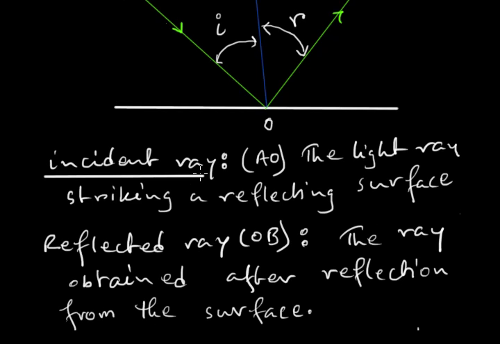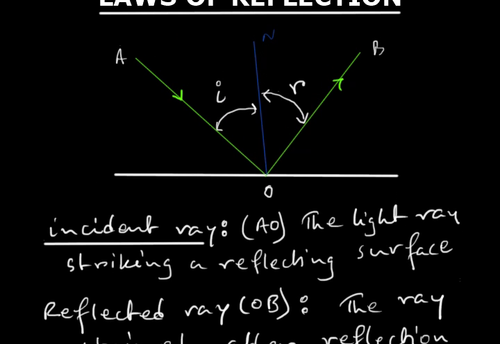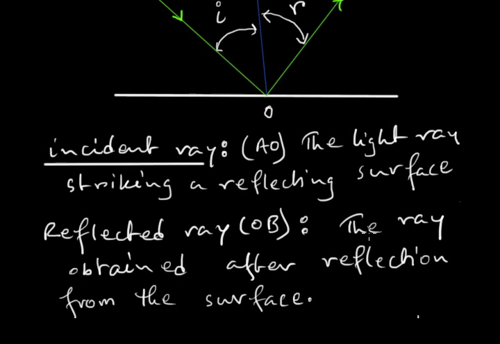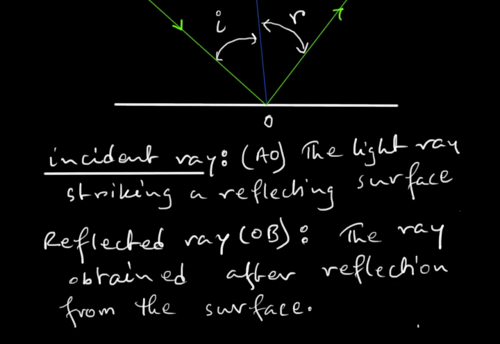Now, the incident ray AO is a light ray striking a reflecting surface, which is this surface, and AO is the incident ray, and the reflected ray is the ray obtained after reflection from the surface. So here OB is the ray that is obtained after reflection at point O, and OB is the reflected ray. So what is the reflected ray? The ray obtained after reflection from the surface.